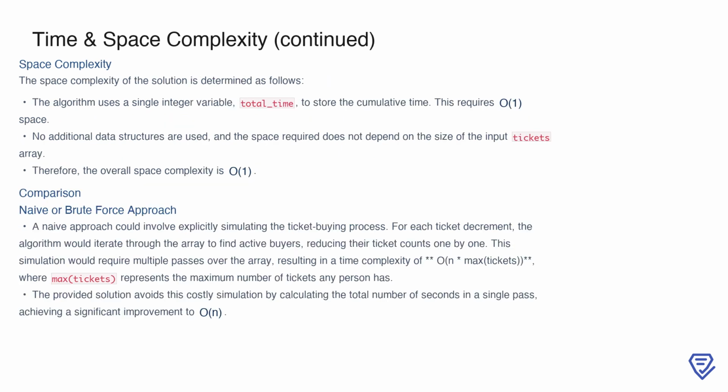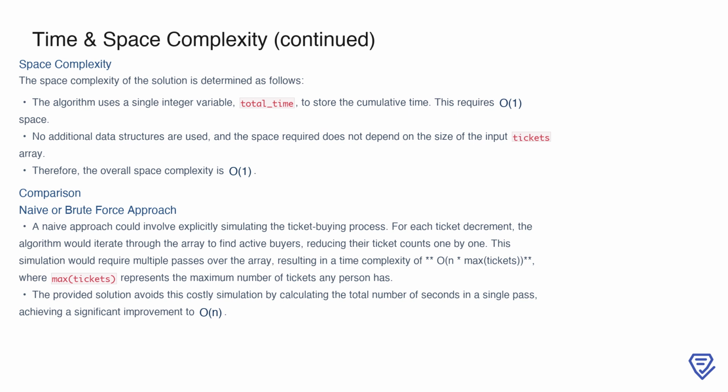Now, let's evaluate the space complexity of the algorithm. The solution uses a single integer variable, total_time, to accumulate the total seconds required. This variable occupies a constant amount of space, or O(1). Beyond this, no additional data structures are created, and the amount of memory used does not depend on the size of the tickets array. This makes the overall space complexity O(1).